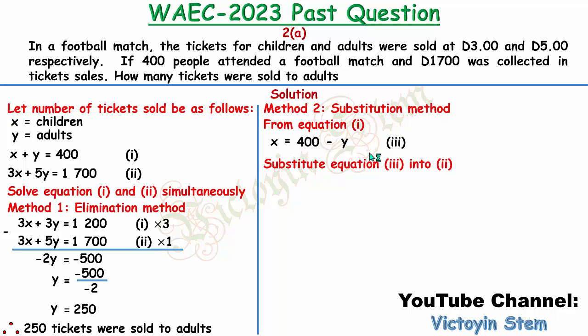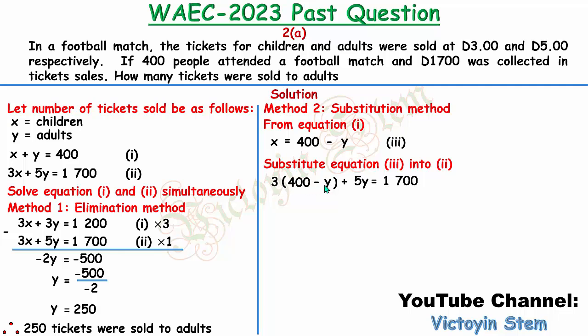So to solve this problem, if you make one of the variables subject of the formula in one of the equations, you substitute that new equation into the second equation. So I have to substitute equation 3 into 2. Now 2 is 3x plus 5y equals 1700. So I'll write 3, I'll open a bracket, x will be replaced by 400 minus y. So I'll write 400 minus y. I'll close up the bracket, then I have plus 5y equals 1700.